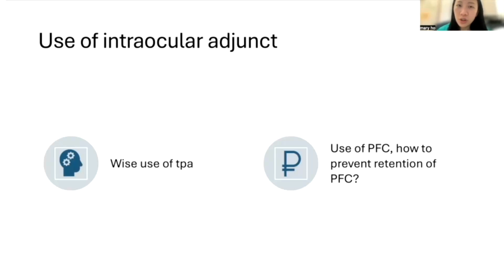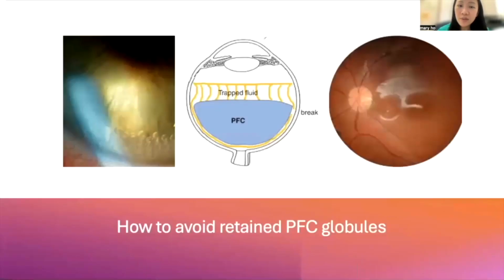So good use of TPA to remove the cortical part of the vitreous would reduce the chance of ERM formation post-op. For example, this is one of my patients with IOL dislocation, explant and also reimplantation of the flange IOL using the Yamane technique. However, during the operation, after injection of the PFC, I did not remove the PFC before further manipulation of the Yamane technique flange IOL.